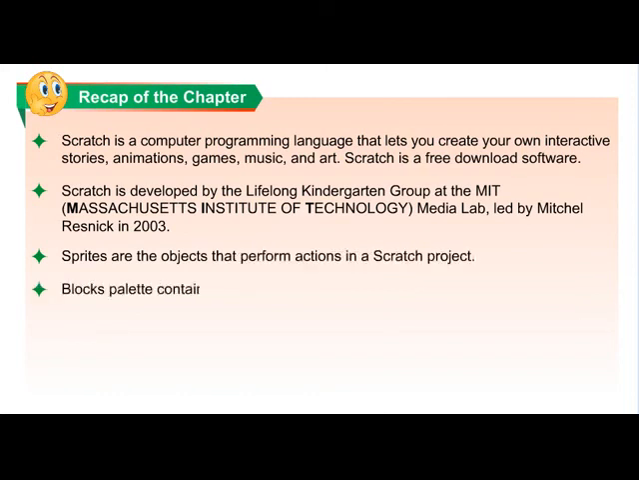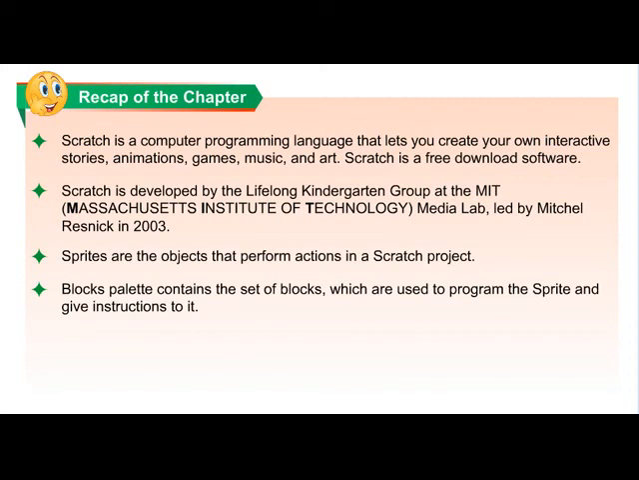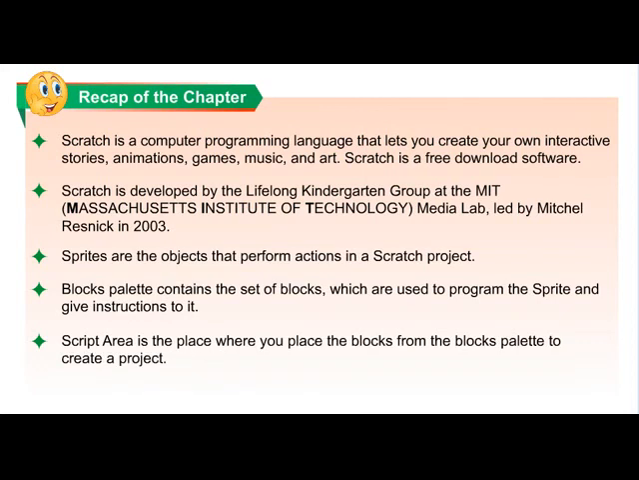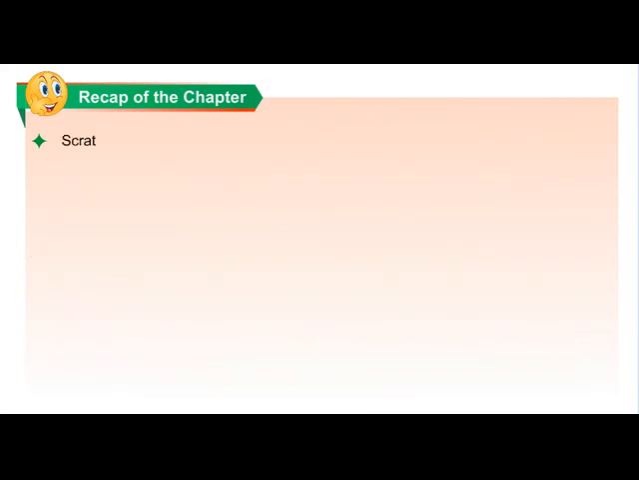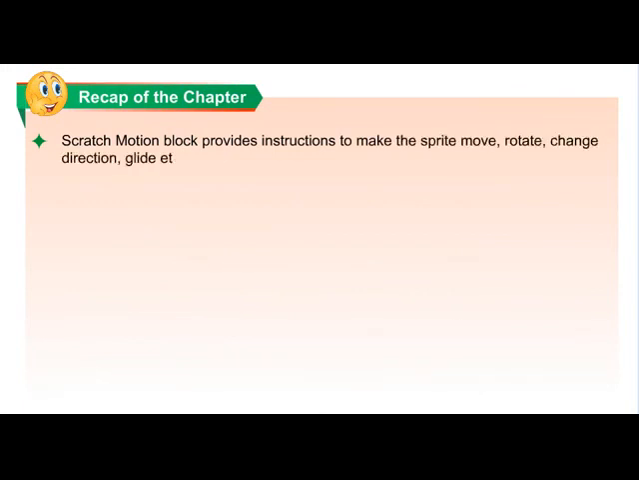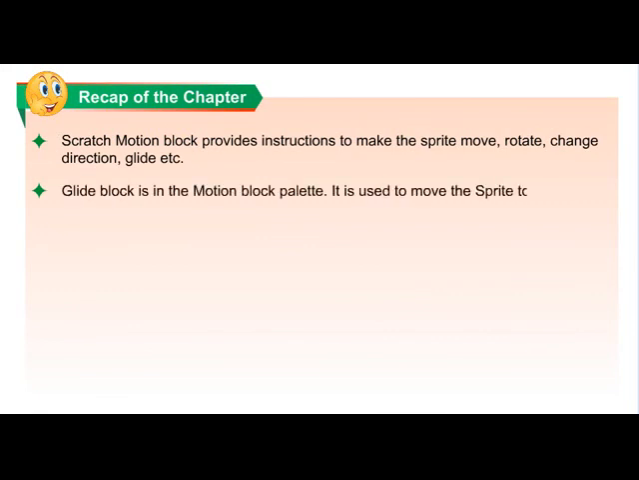Blocks palette contains the set of blocks which are used to program the sprite and give instructions to it. Script area is the place where you place the blocks from the blocks palette to create a project. Scratch Motion blocks provide instructions to make the sprite move, rotate, change direction, glide, etc. Glide block is in the Motion block palette. It is used to move the sprite to any particular position for the specified amount of time.